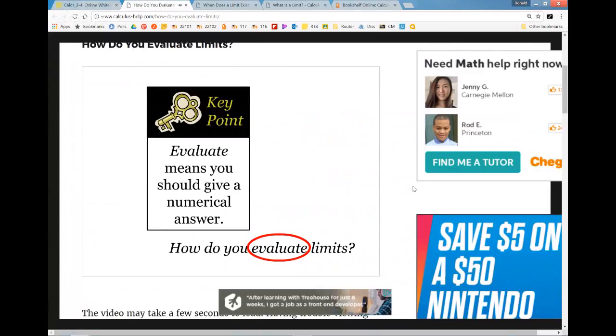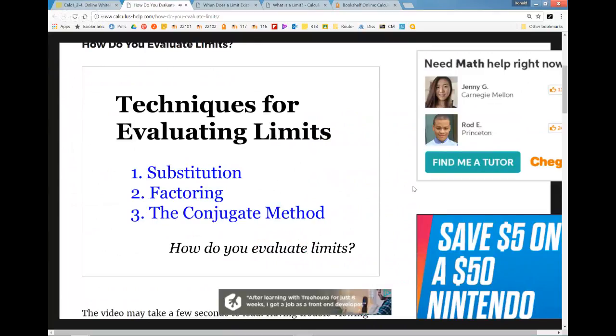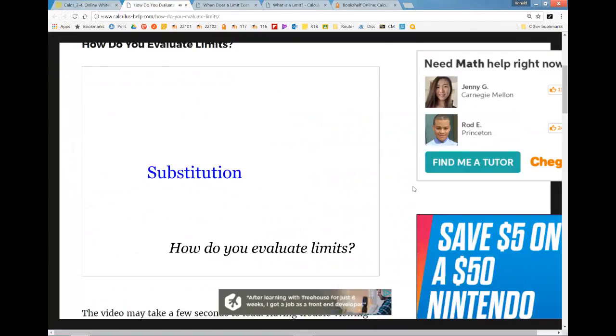There are three major ways to evaluate a limit. They are substitution, factoring, and the conjugate method. We're going to go ahead and start with the easiest one, which is direct substitution. It is just as easy as it sounds.